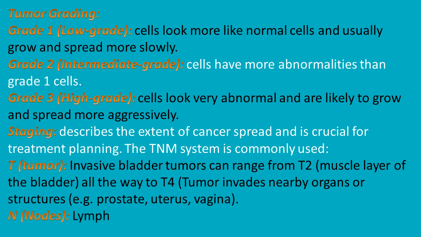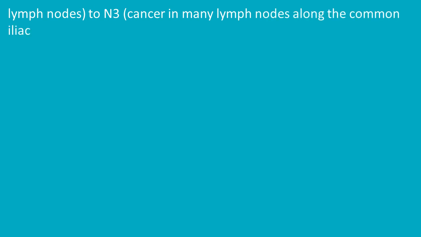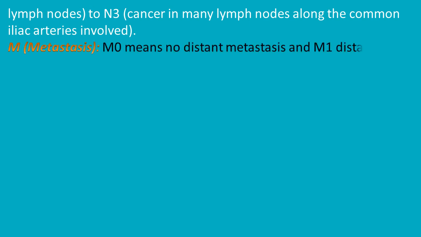N: Nodes. Lymph node involvement ranges from N0, no cancer in lymph nodes, to N3, cancer in many lymph nodes along the common iliac arteries involved. M: Metastasis. M0 means no distant metastasis, and M1 means distant metastasis present.